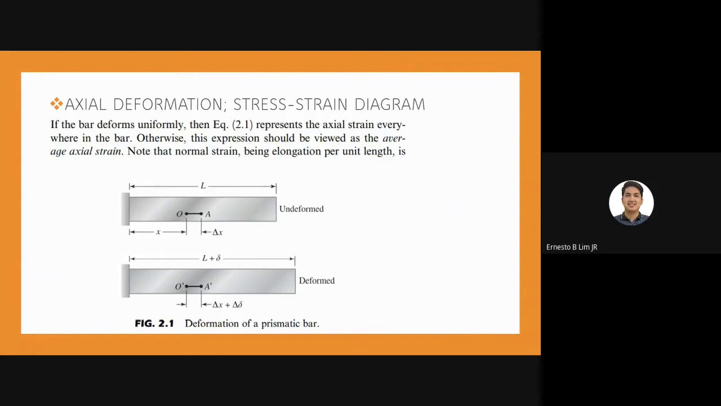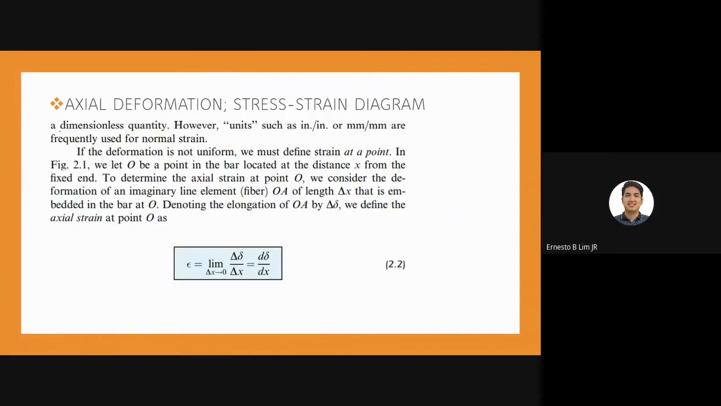So note that the normal strain, being elongation per unit length, is unitless. Okay, some use inch per inch or mm per mm. These are the frequently used units for normal strain. However, if the deformation is not uniform, we must define strain at a certain point of interest.